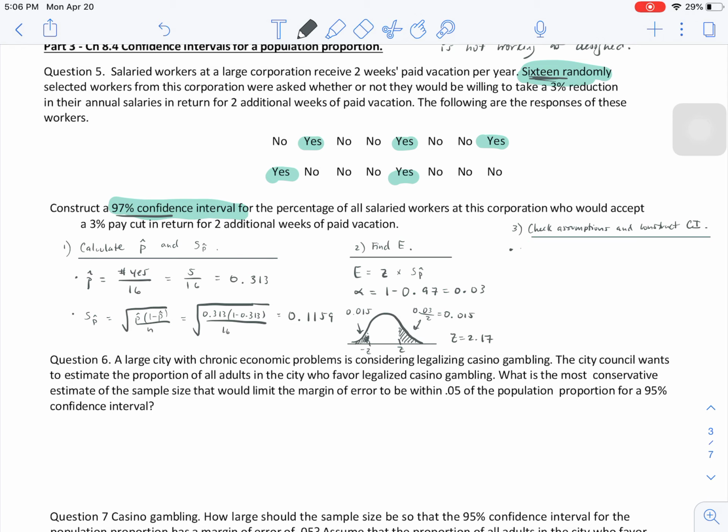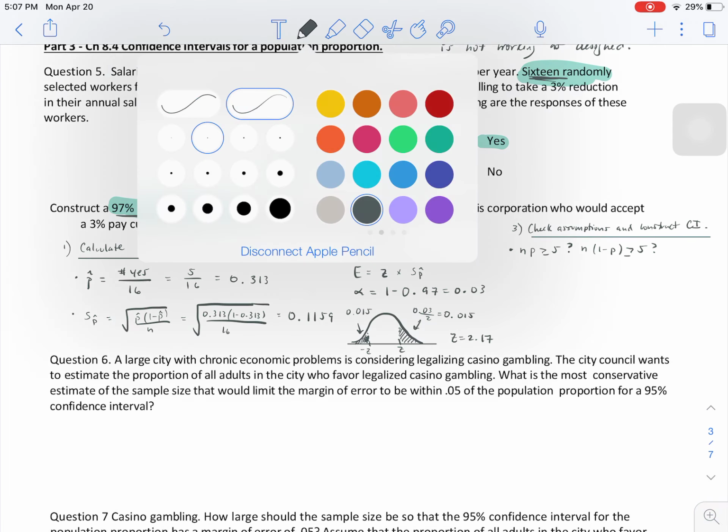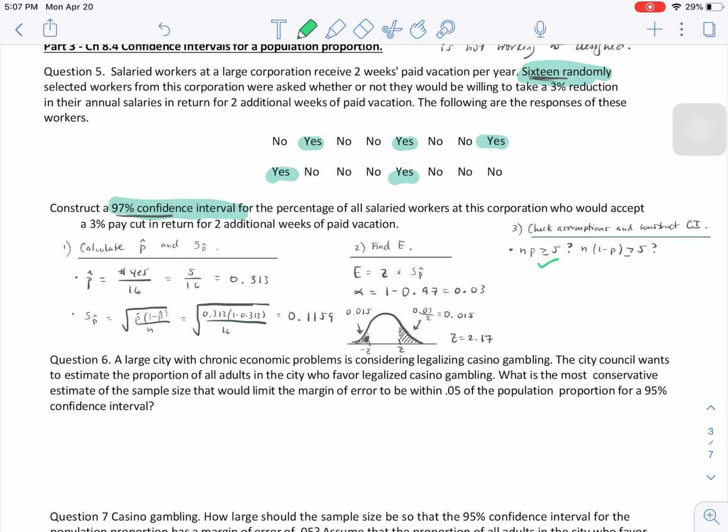Okay, let's do a quick check of assumptions. So is our sample large enough? Is n times our sample proportion greater than 5? N times 1 minus our sample proportion greater than 5? Let's see, 31% of 16 is just a hair over 5. So this is good, just over 5. And then 16 times 1 minus 0.313, so about 70% of 16, that's definitely greater than 5.